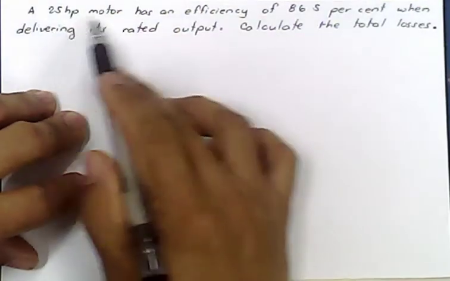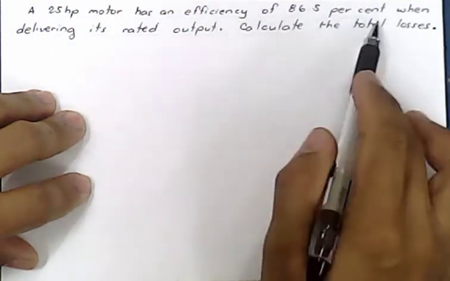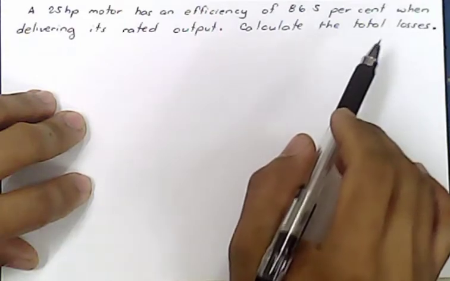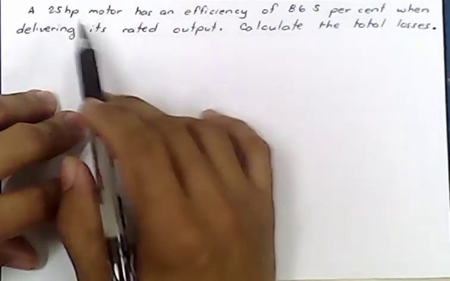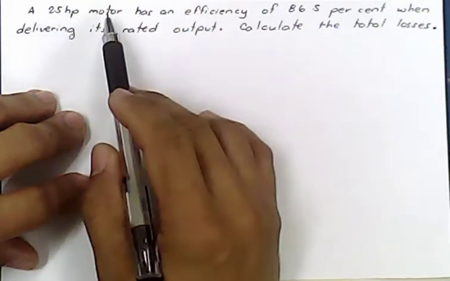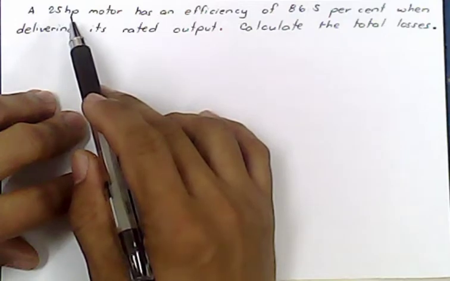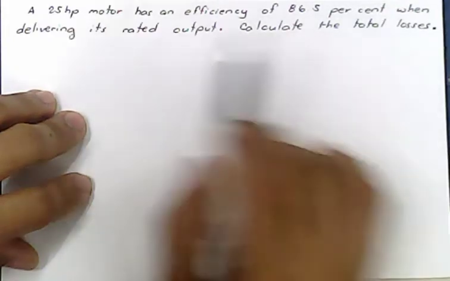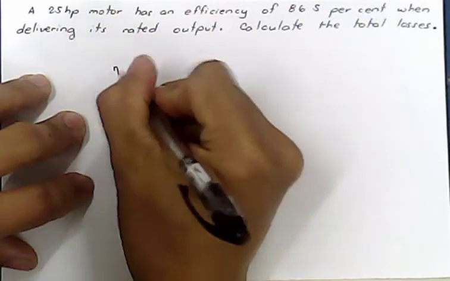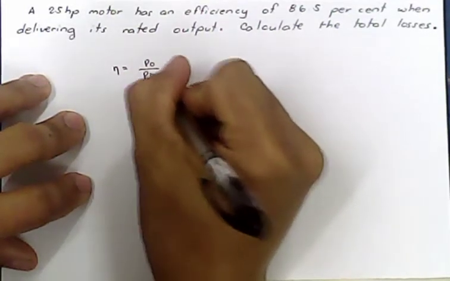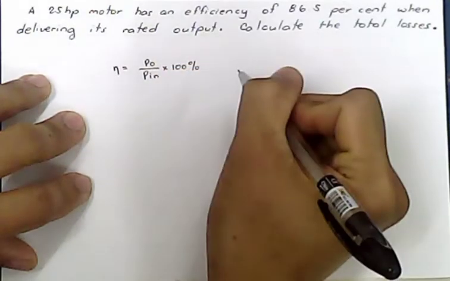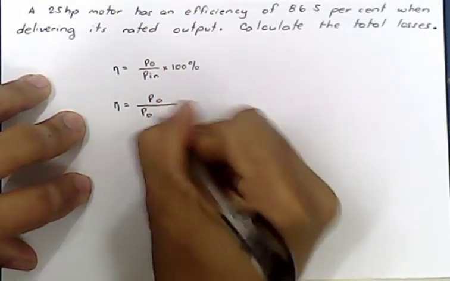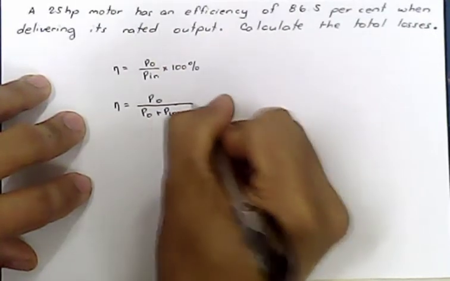Next problem, a 25 horsepower motor has an efficiency of 86.5% when delivering its rated load. Calculate the total losses. Hopefully, by this time, nasasanay na tayo that when we are speaking about motors, pag sinabi niyang 25 horsepower motor, ito na mismo yung kanyang power output. Dito sa problem na ito, given yung efficiency, ang kukompute natin yung total losses ng motor. Yung formula natin, efficiency equals the power output over power input times 100%.